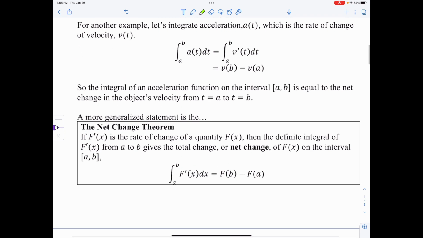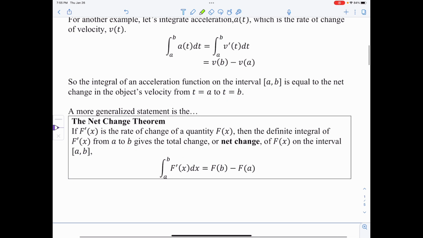So for a more generalized statement, we can look to the net change theorem. If f prime is the rate of change of quantity f of x, then the definite integral of f prime from a to b gives the total change or the net change of f of x on the interval from a to b.